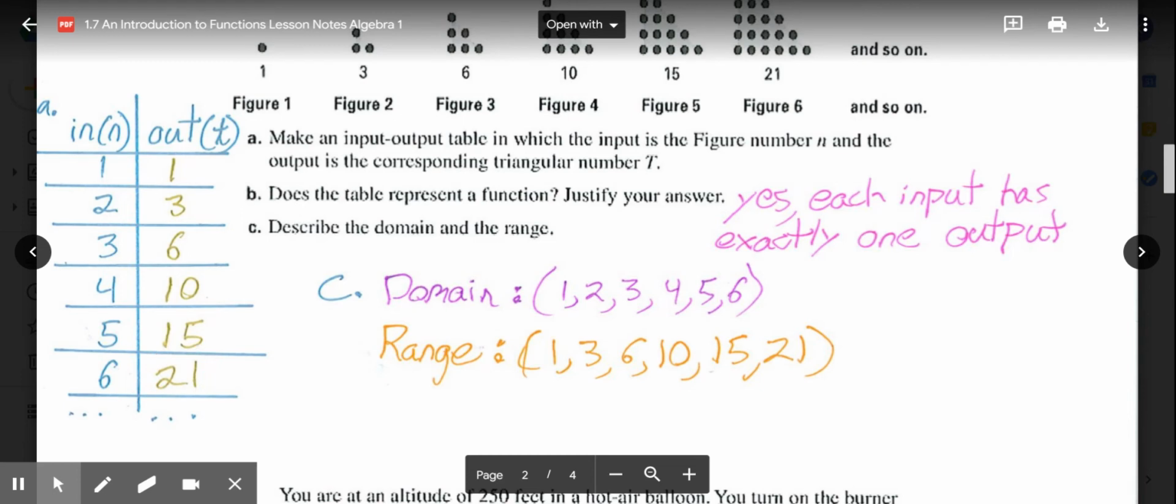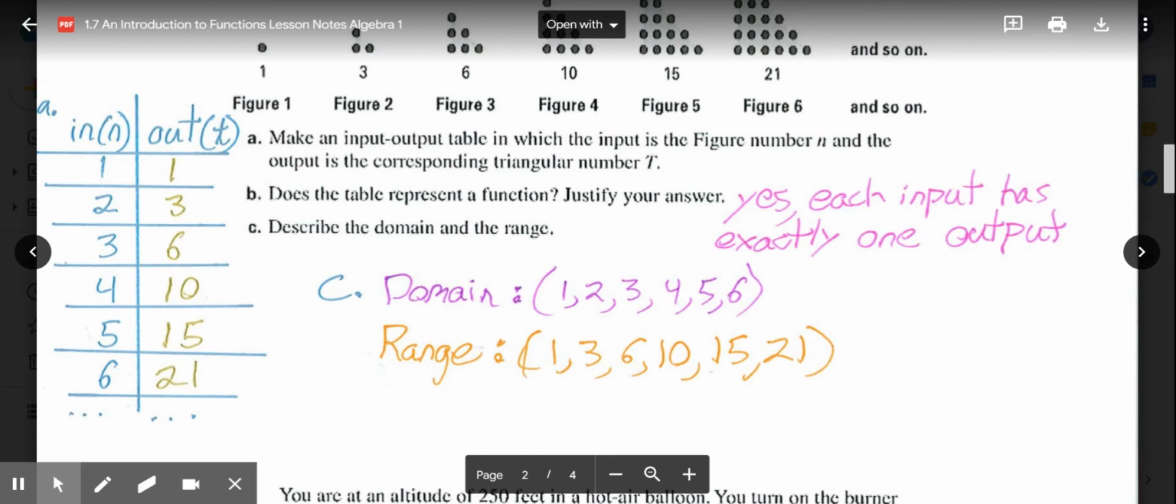So once we created that, then they want to know, in part B, does the table represent a function? Justify your answer. Well, when we look at the table, we know that each input has exactly one output. So yes, that would be a function.